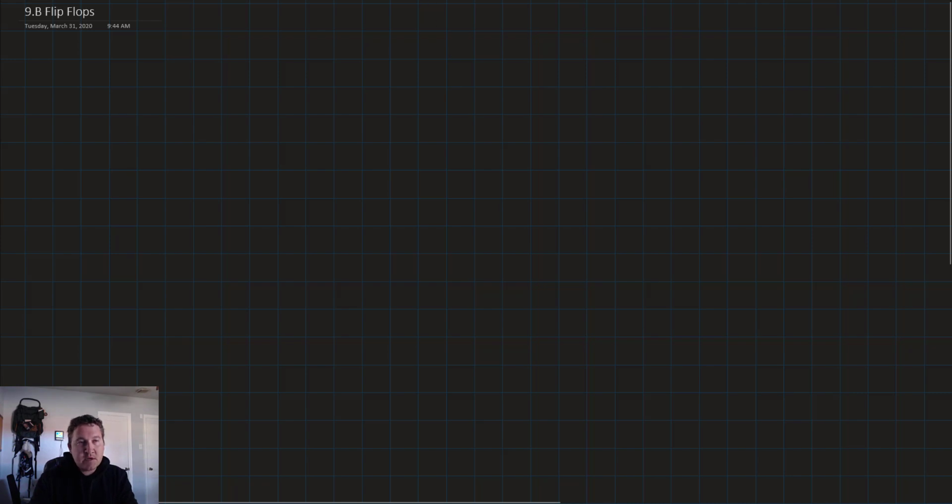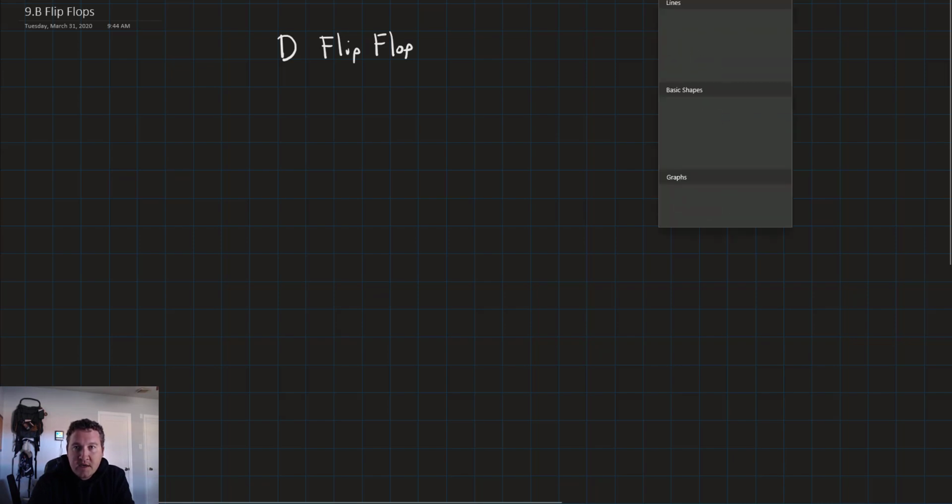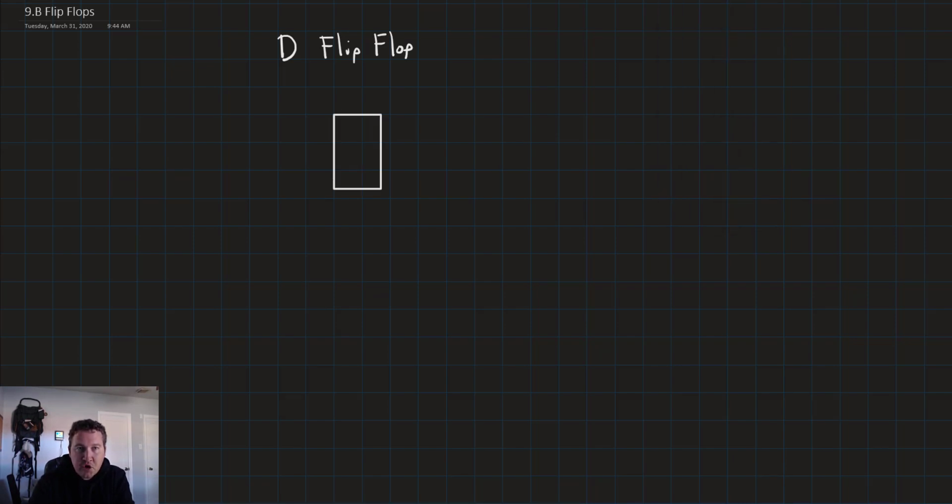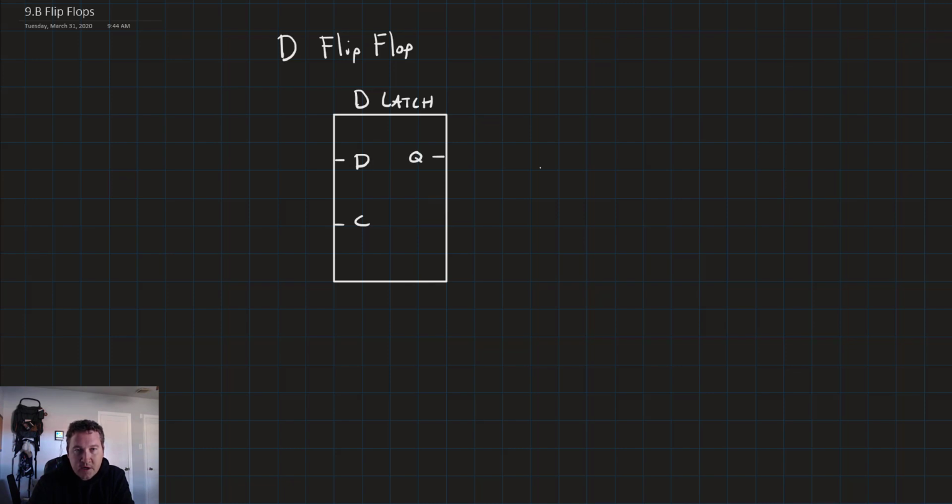There are a bunch of different types of flip-flops, but the one we will talk about in this lesson is called the D flip-flop. Now, the D flip-flop consists of two latches. The first one is the D latch, which, as you remember, has input D, input C for control, an output Q for set, and an output Q naught for reset. It also has another latch, the SCR latch.